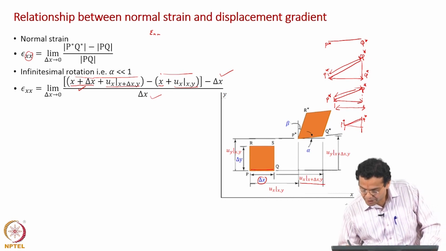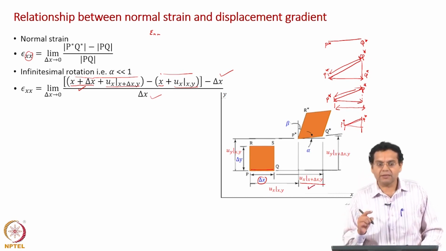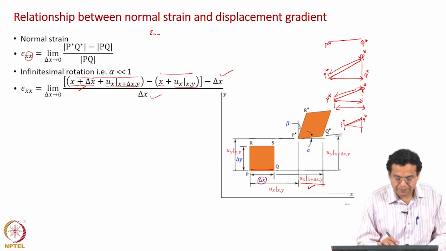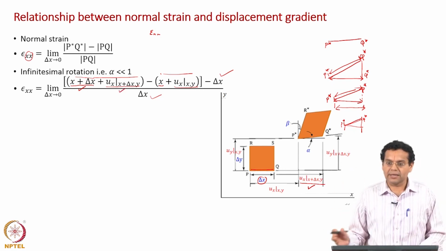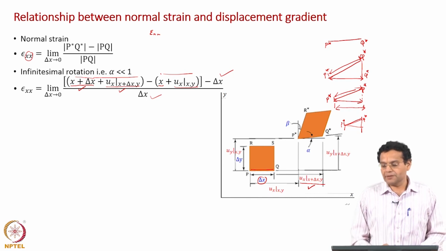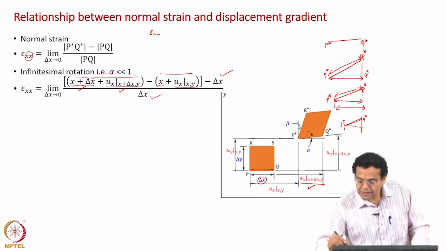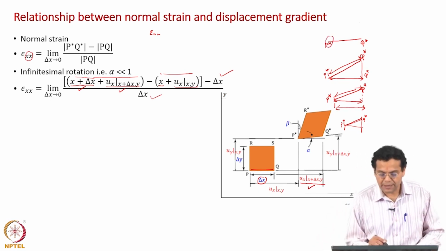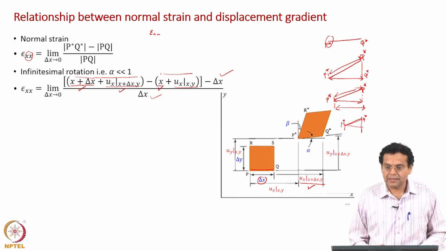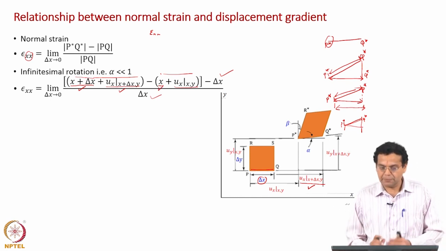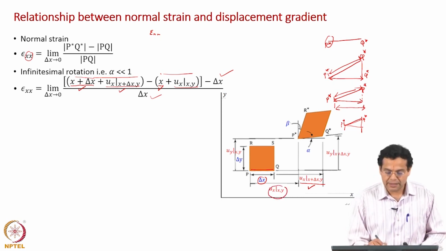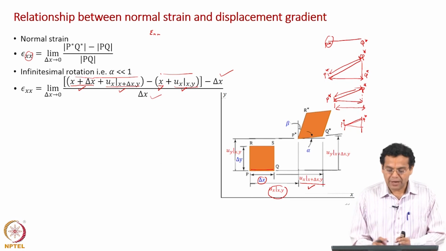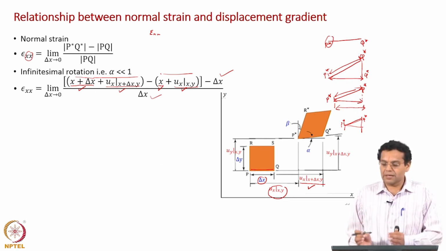What is the displacement of point Q? Ux, but evaluated at x plus delta x comma y, that is this term. So, if you add these two, you will get the final x coordinate. Now, for point P, it has moved from P to P star. Now, we have to find out the x coordinate of P star. How do you do that? The original x coordinate plus the displacement of point P. What is the displacement? Ux evaluated at x comma y, that is this term. So, if you add these two, you will get the new x coordinate of P star.